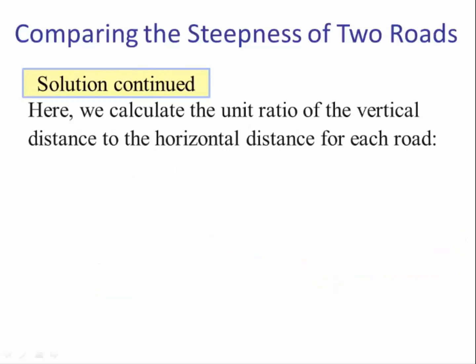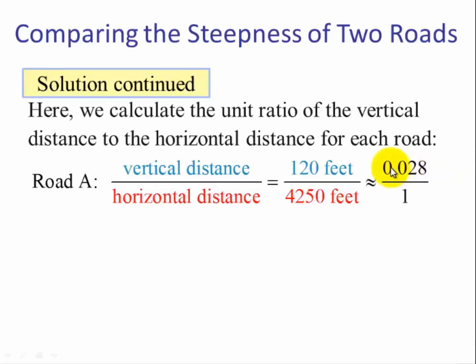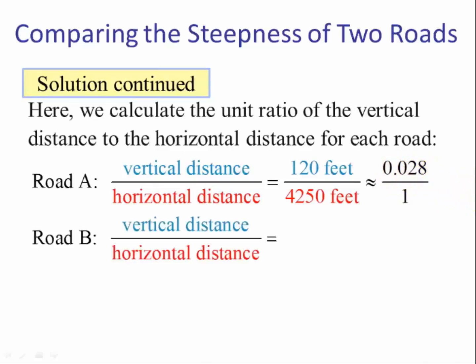So if we calculate the unit ratio of the vertical distance to the horizontal distance for each, we have road A would be 120 feet over 4,250 feet. The feet will cancel, and if we take 120 and divide it by 4,250, we get something that's approximately 0.028. For road B, the vertical is 95 feet over horizontal, which is 2,875.